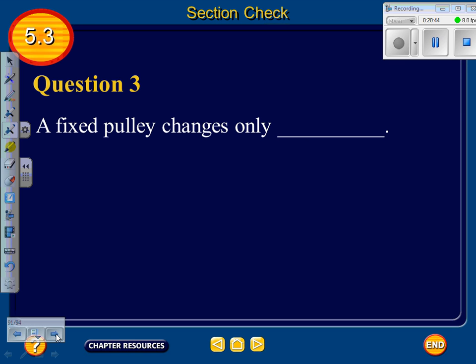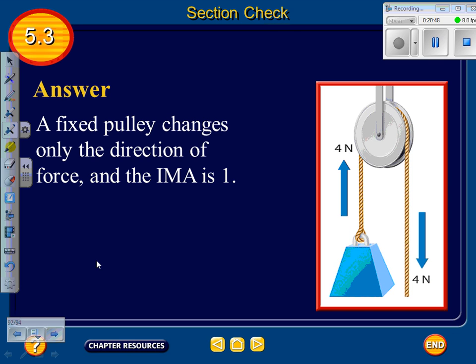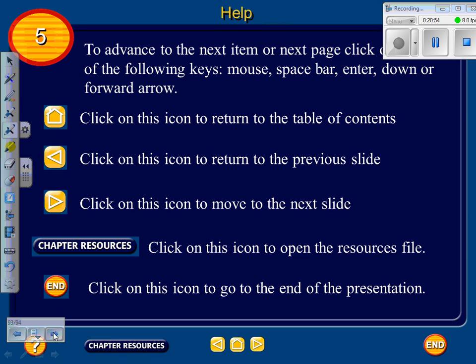Question 3. A fixed pulley changes only the direction of the force. You pull down, weight goes up. And this concludes the lecture notes for Chapter 5. Make sure you go back and complete the online reviews associated with the different sections.